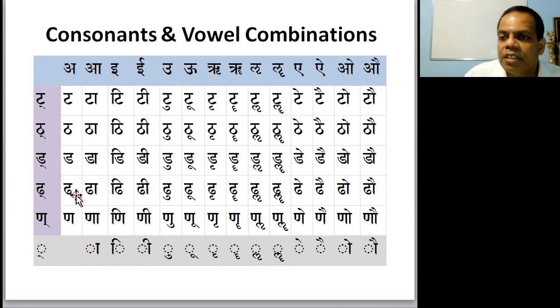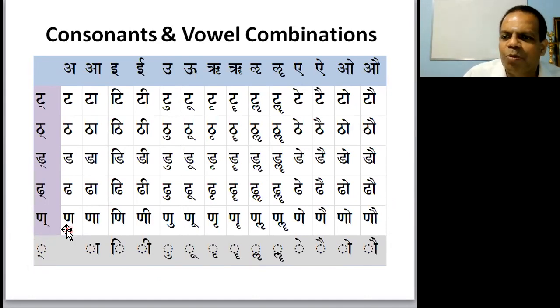The fourth one is aspirated with an effort and a puff of air. Dha, dhi, dhu, dhr, dhl, dhe, dhai, dho, dhau.